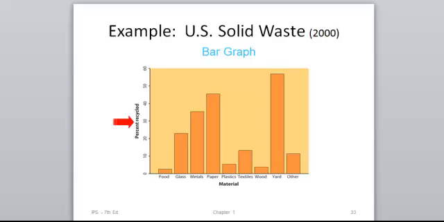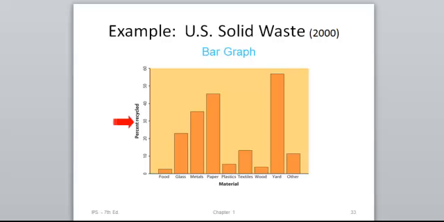But whoa, wait a minute. I thought they said paper was the most. What's going on here? What do you suppose is wrong? Well, this is not the same graph. This is not the same problem. We're now looking at percent recycled, not just percent waste.